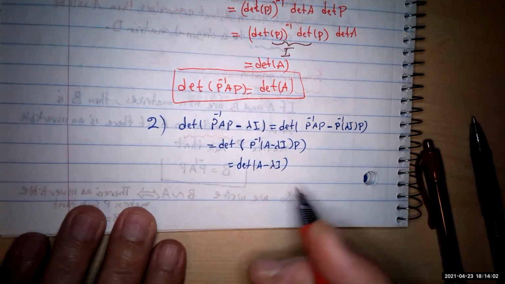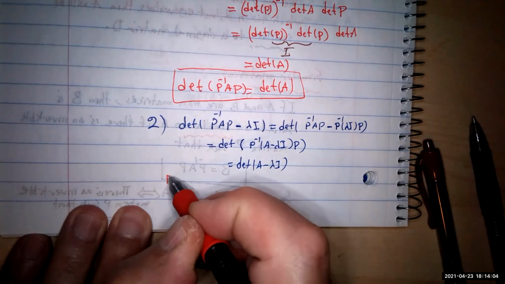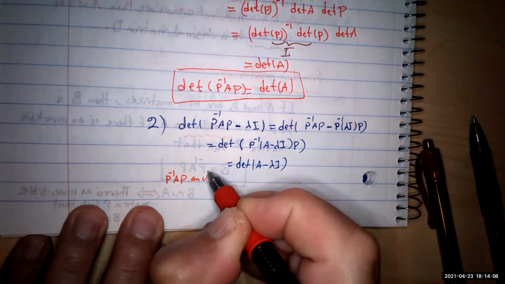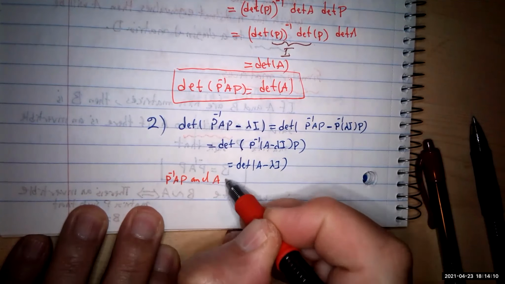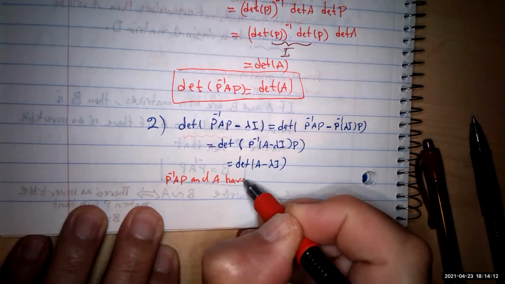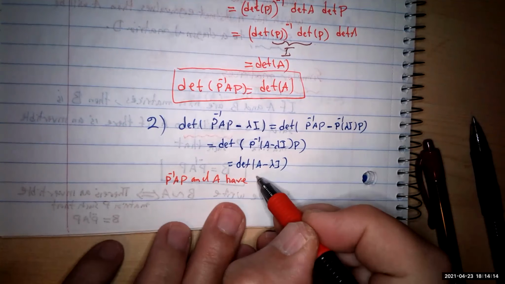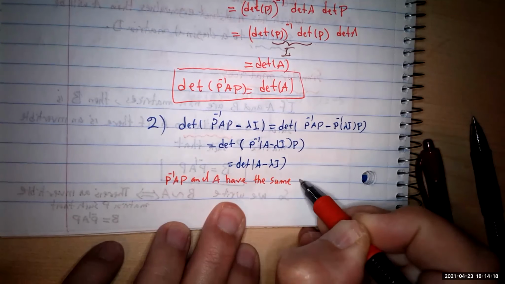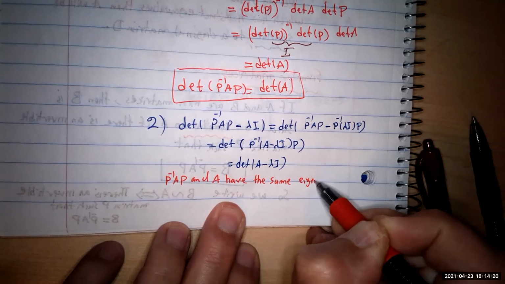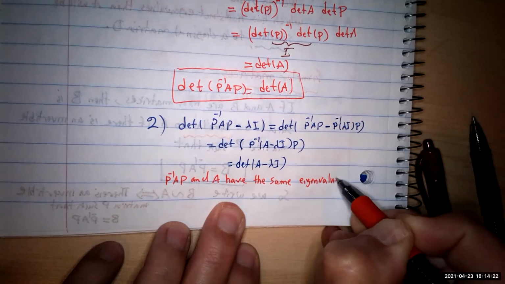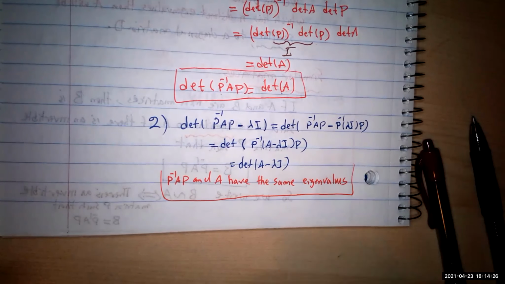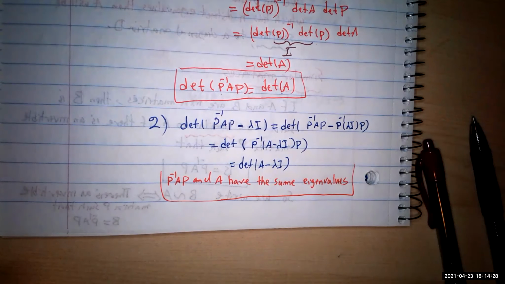This means, and that's a very important one, that P inverse AP and the matrix A have the same eigenvalues. Again, these are small points, but these are problems in your book. They help you to get a good understanding of this.